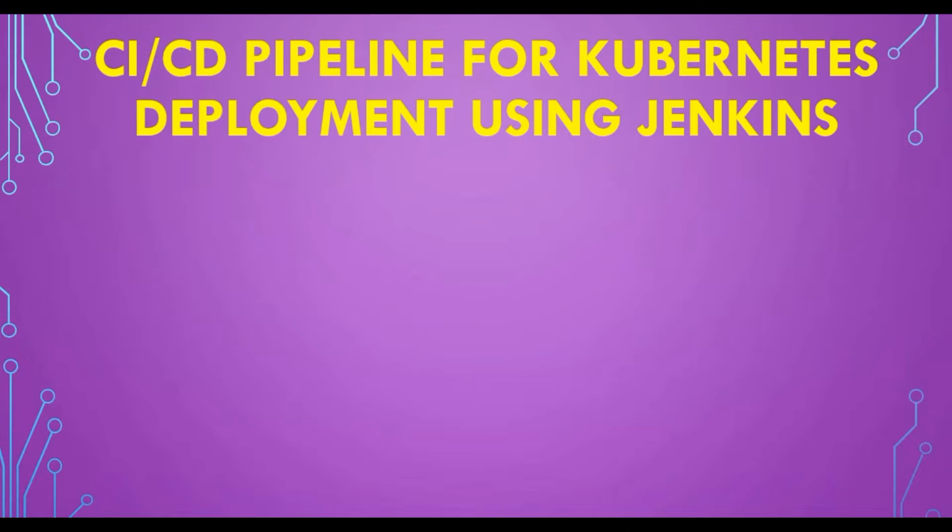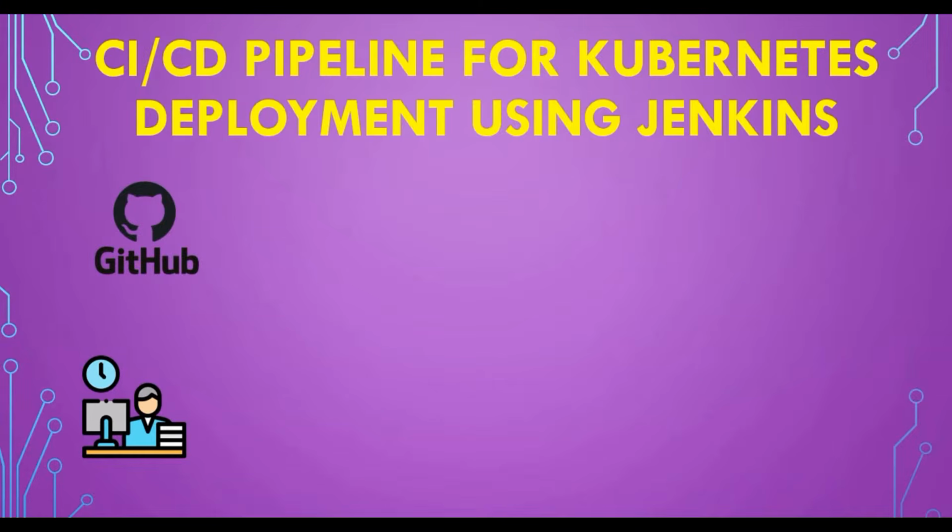Let's talk about the whole CI/CD pipeline for our Kubernetes deployment using Jenkins. So let me show you the pictorial representation first, then we will talk about each step of what we are going to do. So first, let's consider you're a developer or you are the owner of your application. You're using GitHub or GitLab or any other repository where you'll be saving your code. So you're going to commit your code to your Git repository.